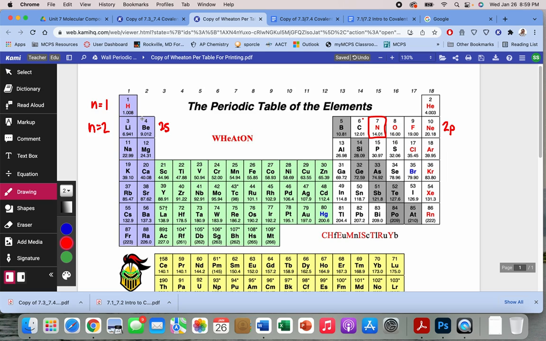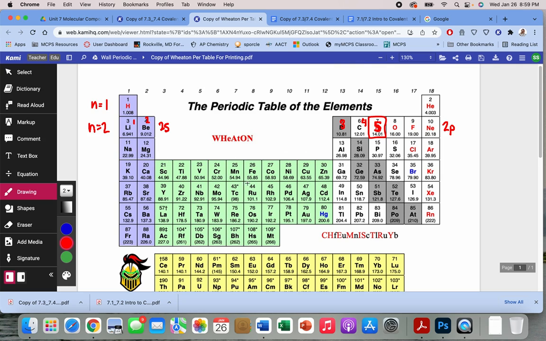And if I want to count up the valence electrons, I can simply count from left to right along an energy level. So 1, 2, 3, 4, 5. And so nitrogen will have 5 valence electrons because it's the fifth over within its row.